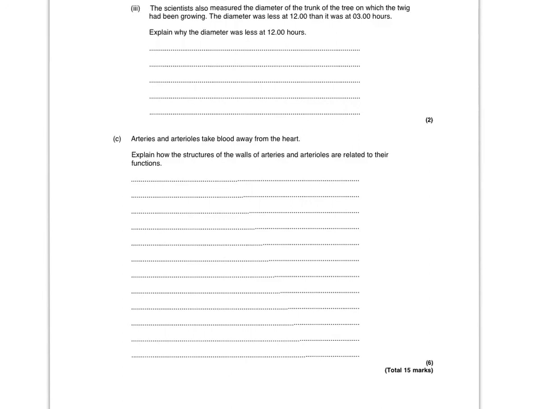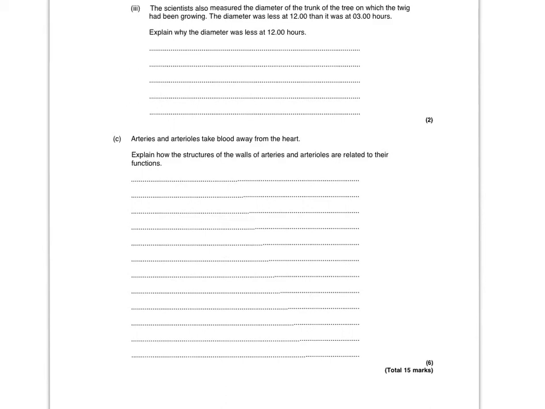The scientists also measured the diameter of the trunk on the tree on which the twig had been growing. The diameter was less at 12 o'clock than it was at 0300 hours. So 0300 hours is 3 in the morning. Explain why the diameter was less at 12 compared to 3 o'clock in the morning. What you need to do with this question is think what would be different between these two different times that would cause the diameter to be less in the tree trunk.